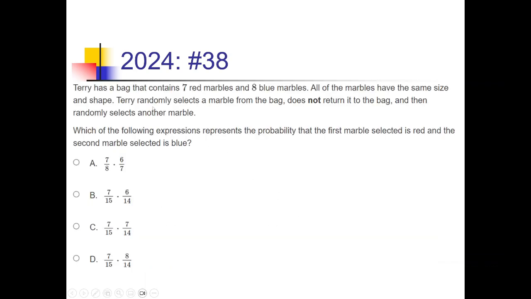For 38, we have Terry with a bag of marbles, 7 reds and 8 blues, and they're all the same size and shape. Terry randomly selects a marble from the bag, does not return it to the bag, that's very important, and then randomly selects another marble. We want the probability that the first marble is red and the second marble is blue. So in probability fancy terms, we're asking for P of red, followed by the probability of blue given that a red marble has already been drawn. So probability of blue given red.